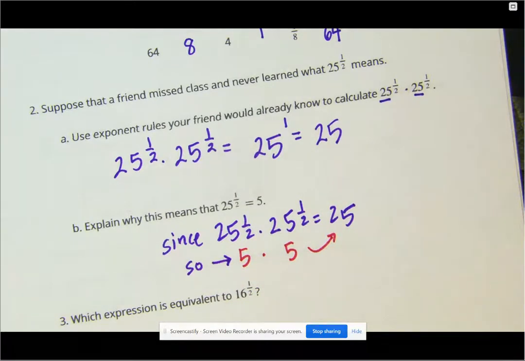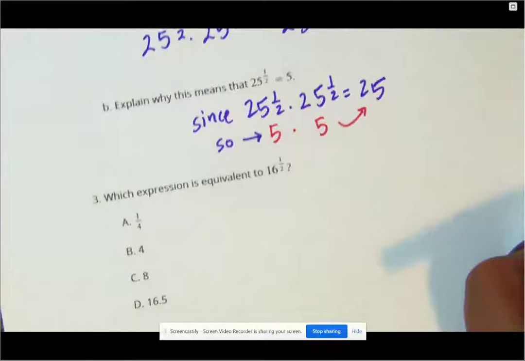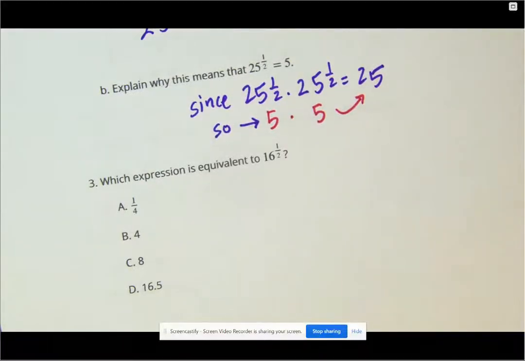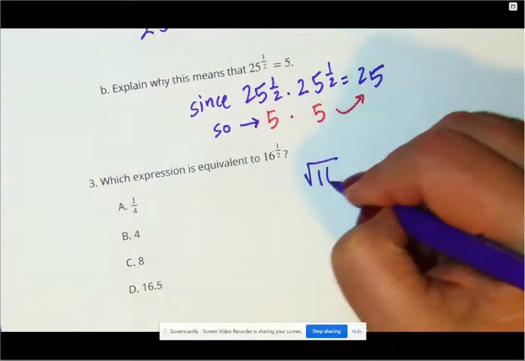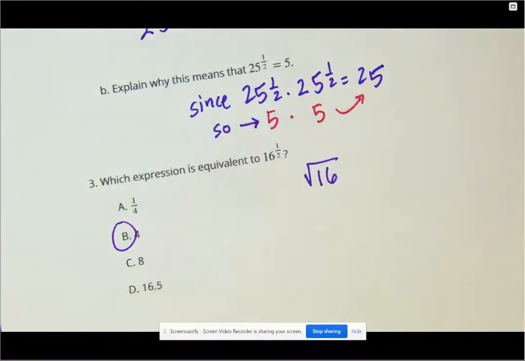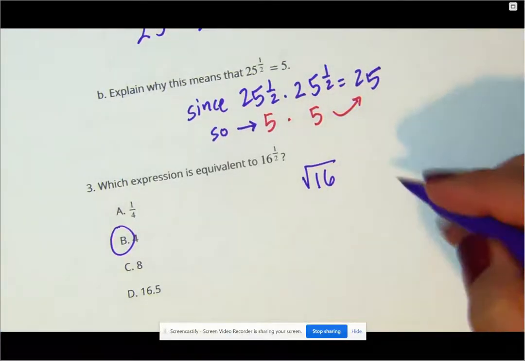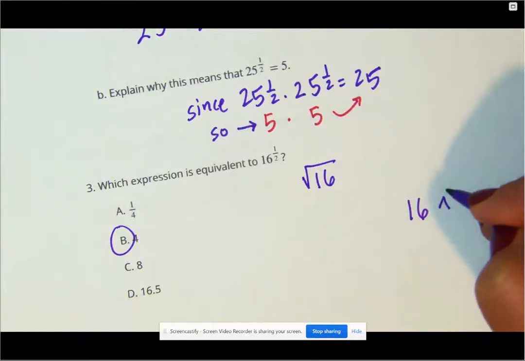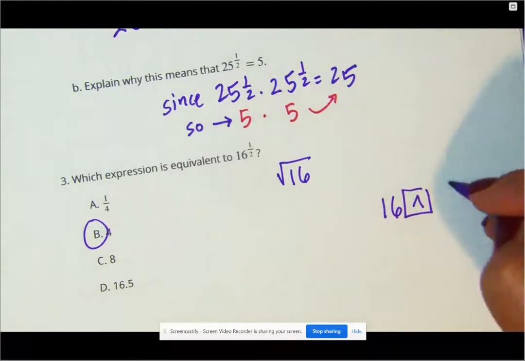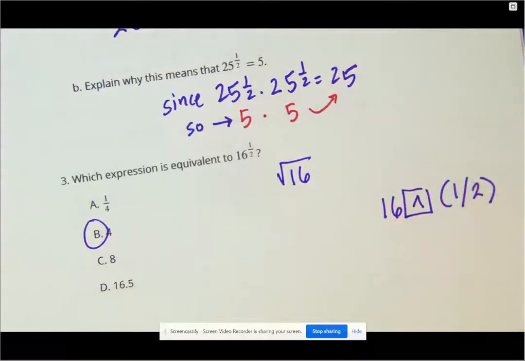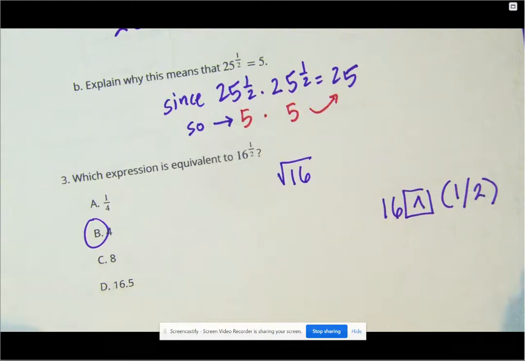Okay. Number 3, which expression is equivalent to 16 to the 1/2? Again, 1/2 power is the same as saying the square root. So the square root of 16 is 4. And you could always use a calculator to double check these as well, using your exponent button, right? If you want to raise something to the 1/2, you would go 16 to the, and then depending on what calculator you're using, if you're going to put 1/2 in, make sure you put it in parentheses. Desmos might be more intuitive.